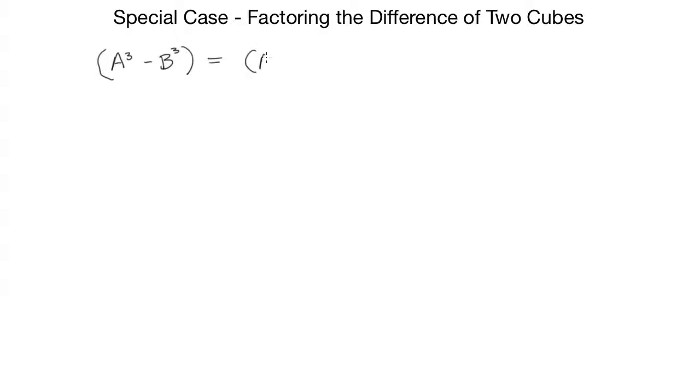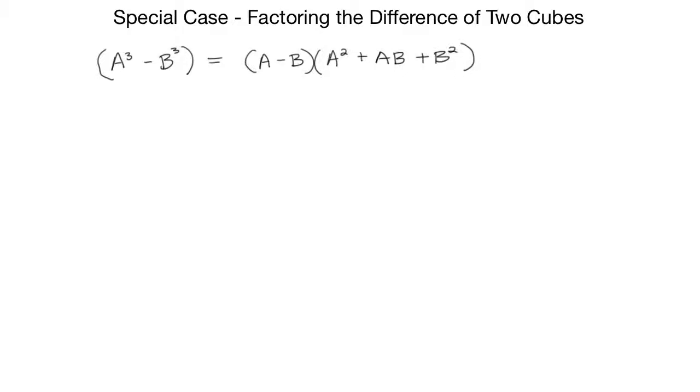We have a minus b. This is now a and b before they're cubed, so I have to kind of undo the cubed part to get a and b, multiplied by a squared plus a times b plus b squared.